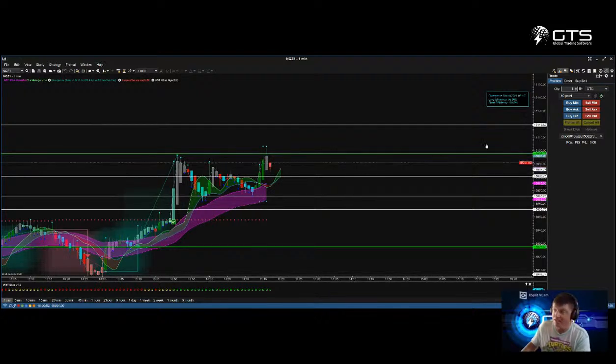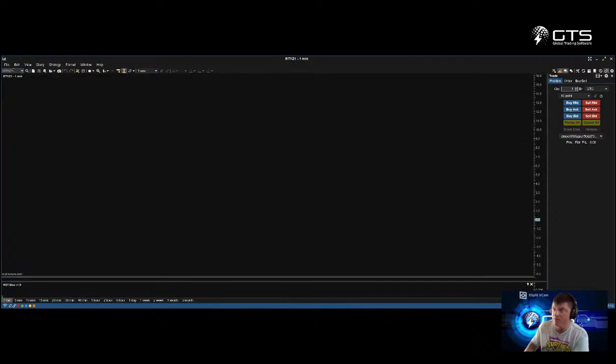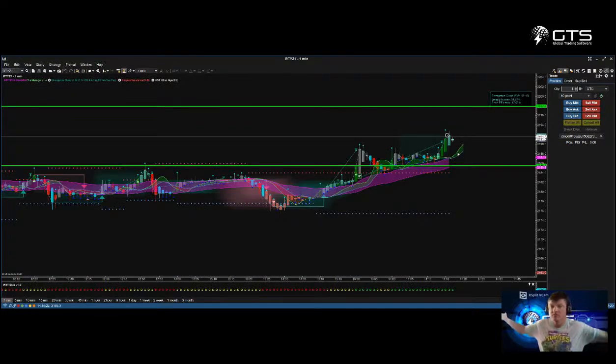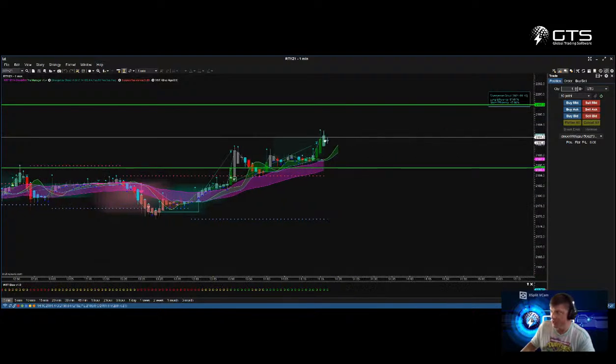This is the third test right here. Now, it's stepping up. Let's look at this RTY real quick because I did note that one resistance zone right there. I did say that it was going to hold for a minute, didn't I? This is the power of framing your charts.